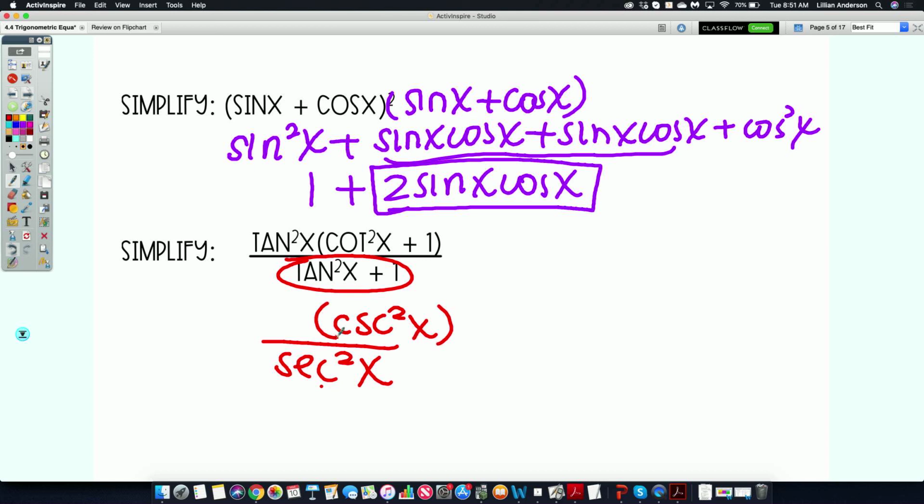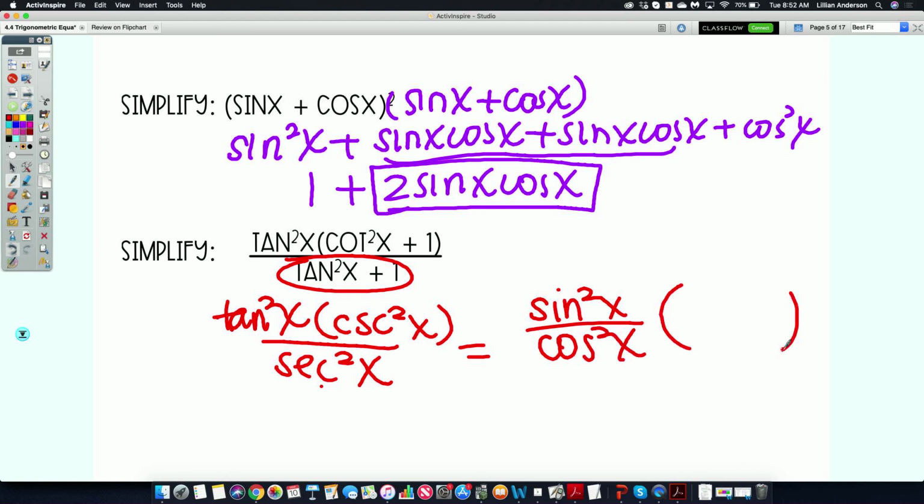And that, in the parentheses, turns into cosecant squared x. Do I do anything with the tangent? You can eventually turn it into sine squared x over cosine squared x. Are you going to change the other ones into that as well? Yes. Okay. So then tangent squared x becomes sine squared x over cosine squared x.